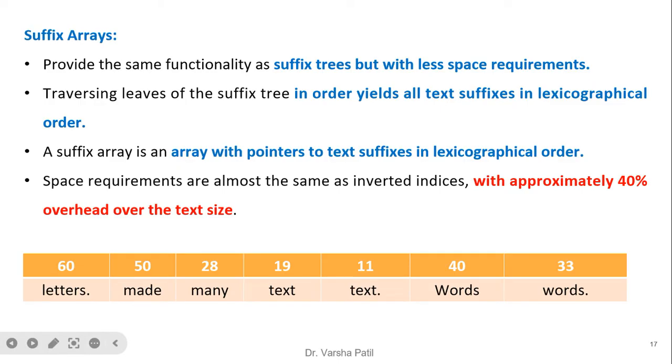Suffix array provides the same functionality as suffix trees but with less space requirements. Traversing the leaves of the suffix tree in order yields all text suffixes in lexicographical order. A suffix array is an array with pointers to the text suffixes in lexicographical order. Space requirements are almost the same as inverted indices, with approximately 40% overhead over the text size.